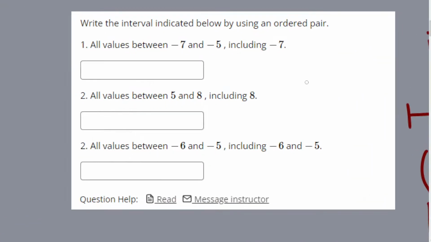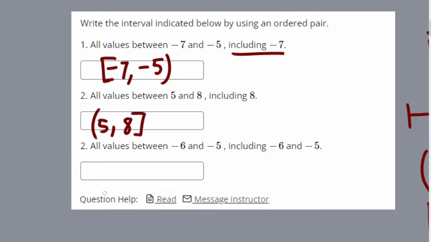Now, with that in mind, when we're talking about this problem, we are saying that we are including -7, and that implies that we are not including -5. So we start from smallest to largest, so -7 is smaller than -5, and we'll do a square bracket because it is greater than or equal to, it's including, and then -5 is not included, so we'll do a parentheses. Same for here, 5, 8, -6, -5, and that would be your answer.